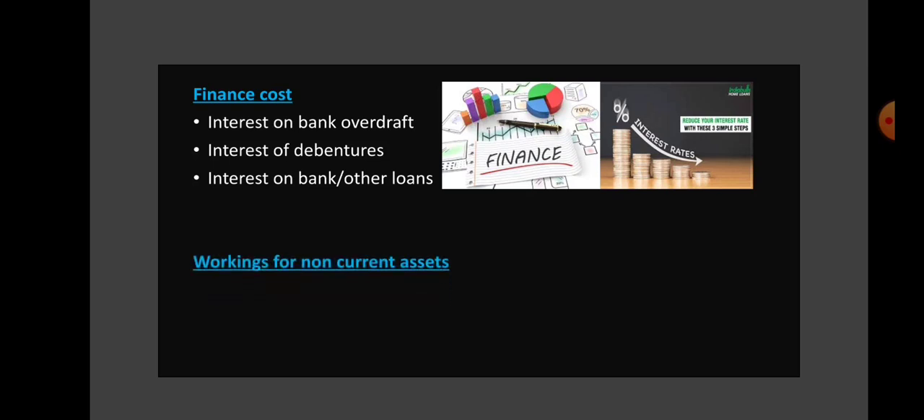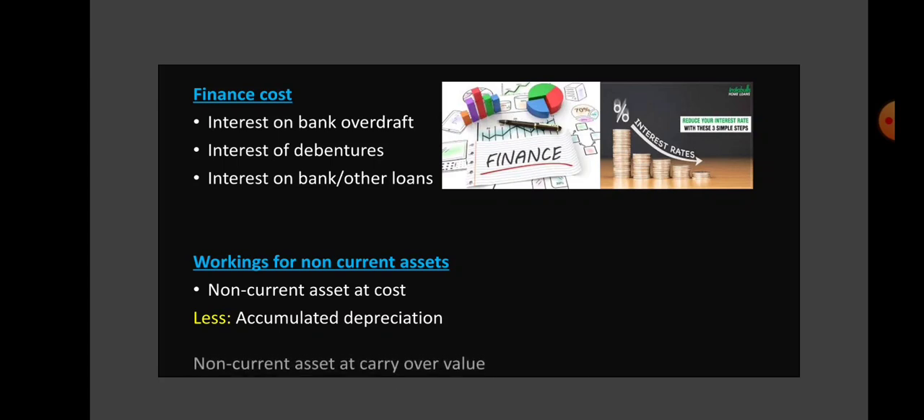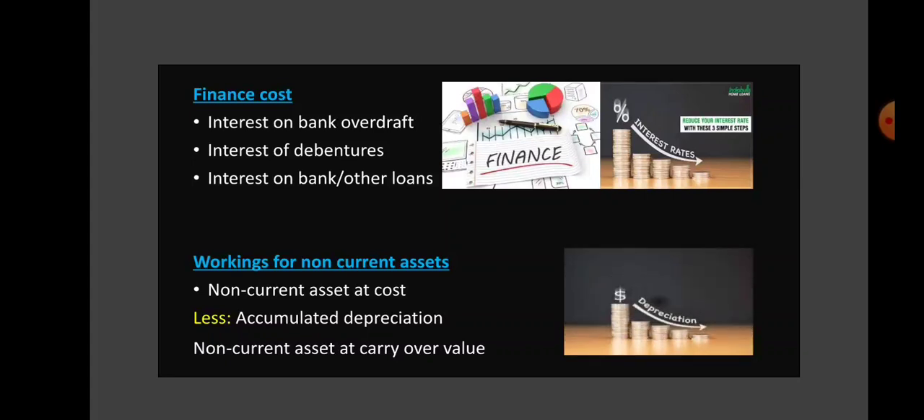Other than that, we need to show some workings for the non-current assets, because whenever we are showing the non-current assets in the books, it should be shown at its book value. The depreciation should not be shown in the format that we are learning. So for that, in the workings itself we show the non-current assets less the accumulated depreciation. Then we will be arriving at the non-current assets at carrying value, or you might have studied as net book value, which is now called carrying value.